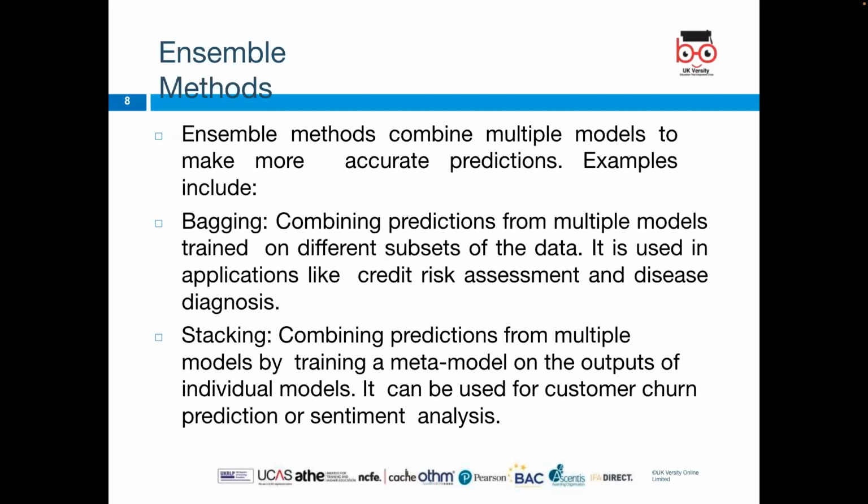We have stacking. This is combining predictions from multiple models by training a meta model on the outputs of individual models. It can be used for customer churn prediction or sentiment analysis.